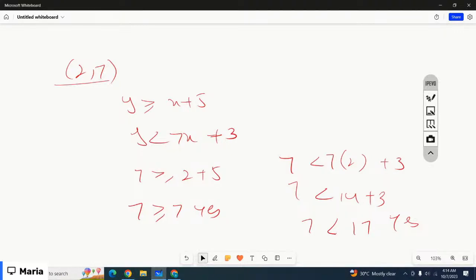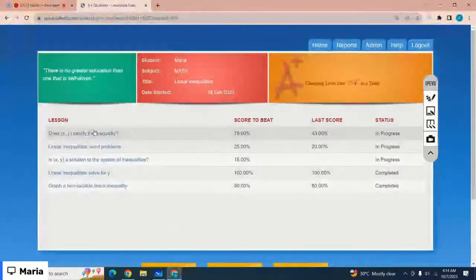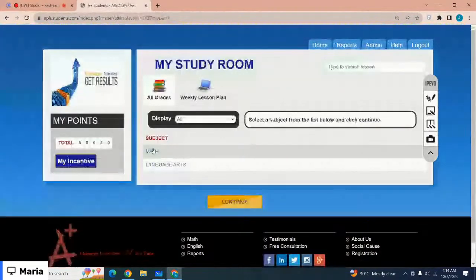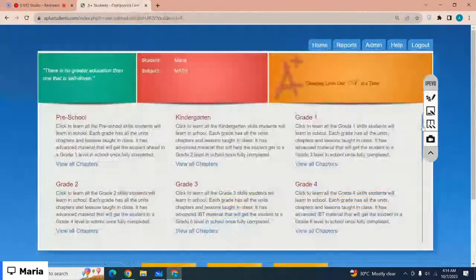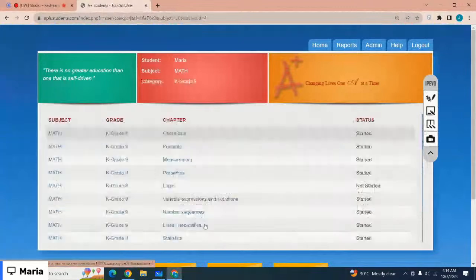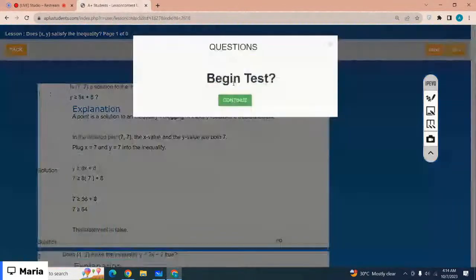Okay, let's just start with the practice questions on the lesson. Does (x, y) satisfy the inequality? Let's just start with this one. Hold on. Okay, does (x, y) satisfy the inequality? Let's just start with the test questions.